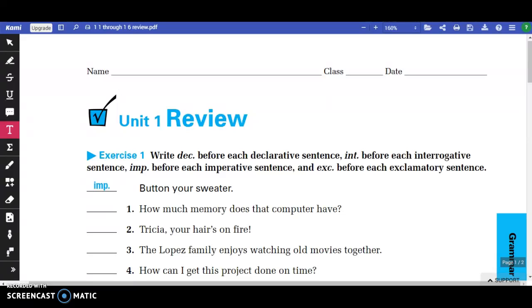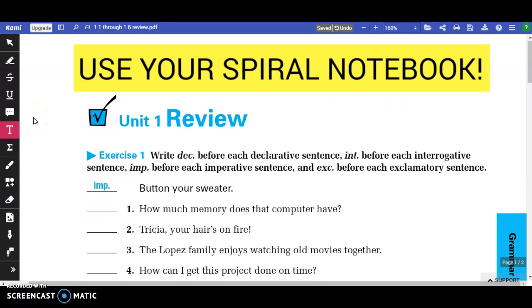In order to complete your Unit 1 review, lessons 1.1 through 1.6, you're going to need to use your spiral notebook. So before you go any further, please get that out and make sure that you have it available to you. Let's go over the directions for Exercise 1.